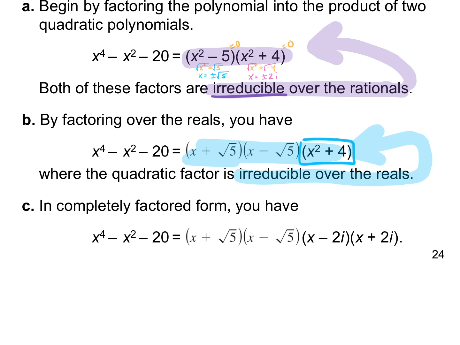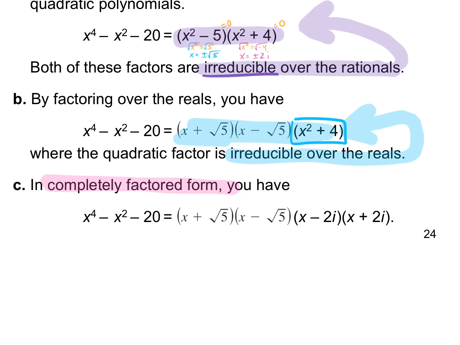Now, in completely factored form, that's when each answer gets its own part. So we said that we had x equals plus or minus square root 5 and x equals plus or minus 2i. So we have x plus square root 5, x minus square root 5, x minus 2i, and x plus 2i. This is completely factored form where we have all of the factors in their own parentheses. So this is just how we would leave each answer.